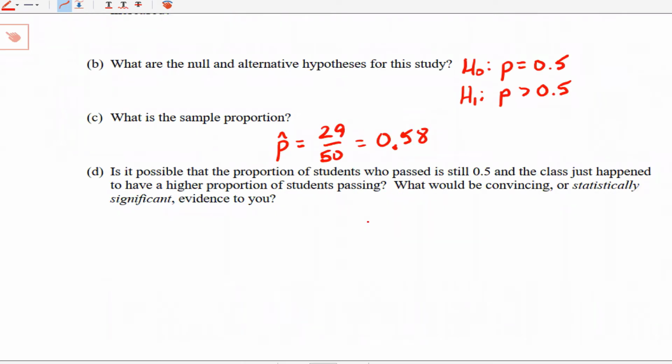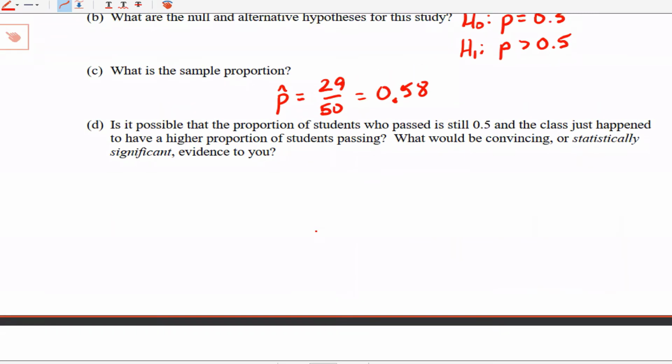Real quick, sample proportion is p hat equals x over n, right? X is the number of, in this case, students that have the characteristic of passing, and n is the number in my sample size.